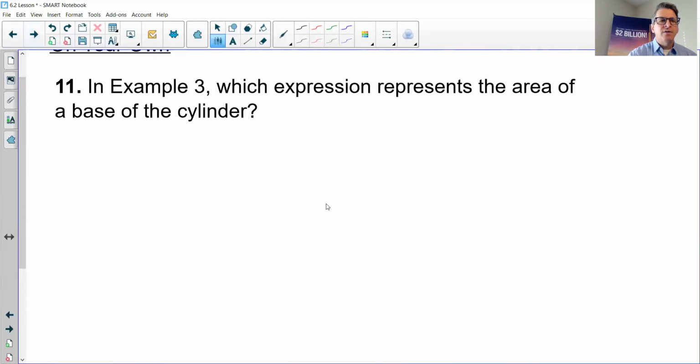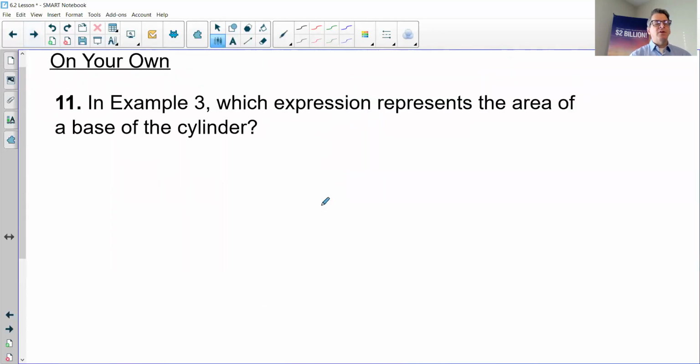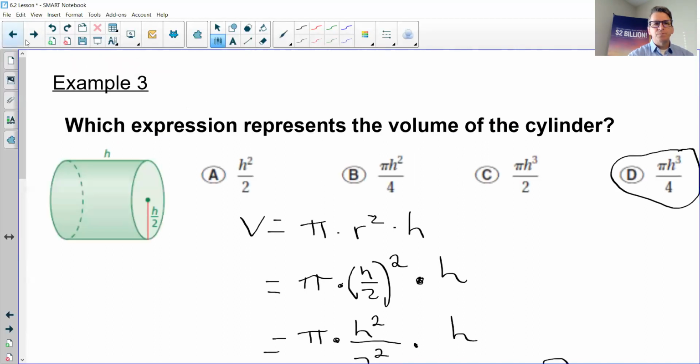All right, a couple on your owns and we're done for the day. Number 11, in example 3, which expression represents the area of a base of the cylinder? Okay, so we're going back to example 3, looking for the area of the base. That's going to be the area of a circle, which is equal to pi times r squared.